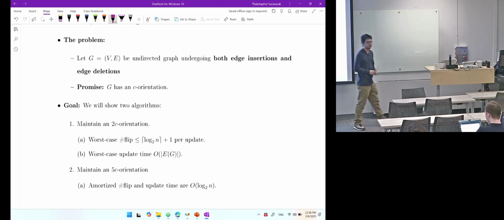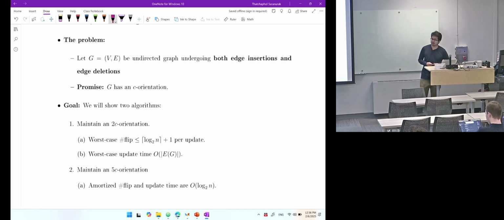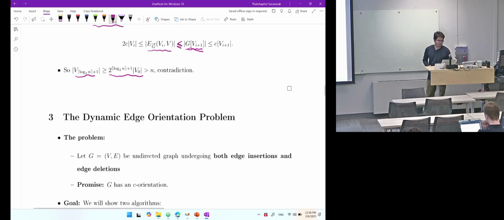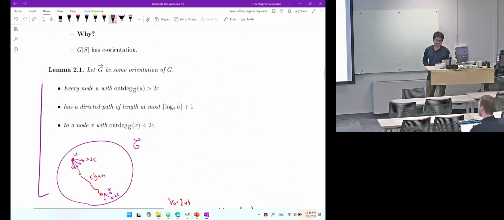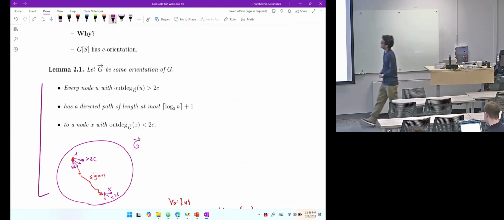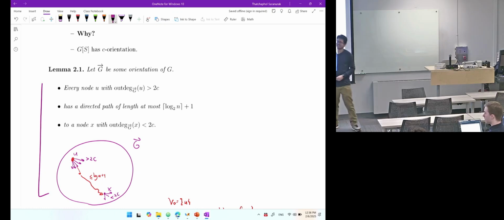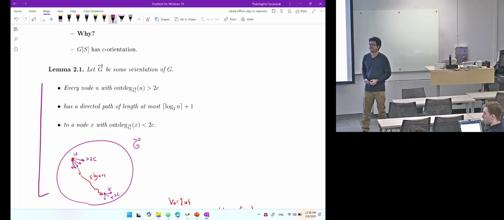So let's do these two algorithms one by one. Anyone have some idea about this actually before I even tell you? We're going to use this for sure. Well, this is just a starting point, but yeah.